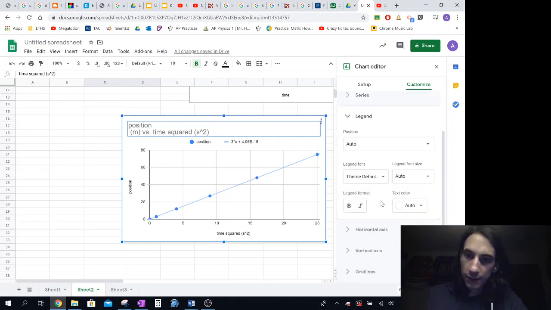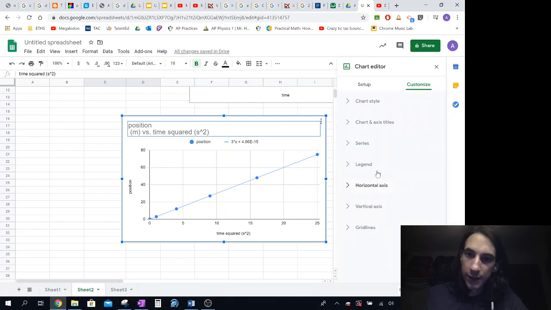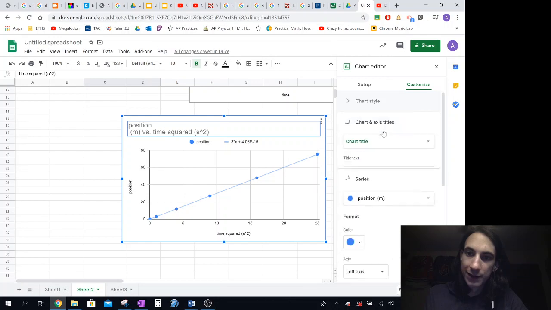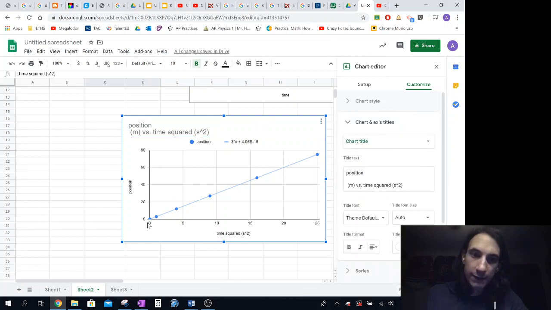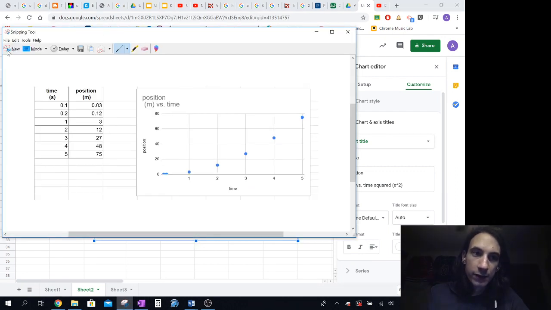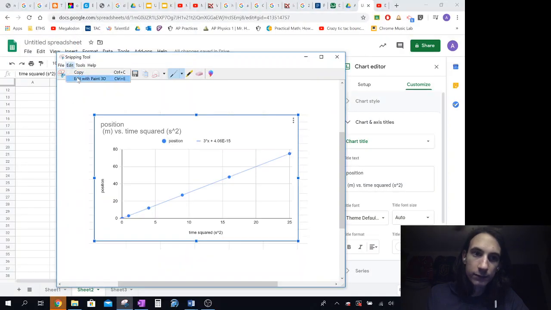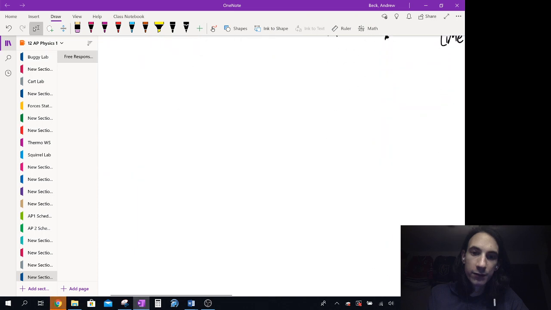This did not force me through 0, but that's okay. It doesn't really matter. Our y-intercept is so low that it doesn't matter. So what we say is, oh, well, we have this relationship, x equals 3 times t squared plus this really low number. Our y-intercept is so low that we're not even going to worry about it. But let me just grab this really quick. Bring it back into OneNote.